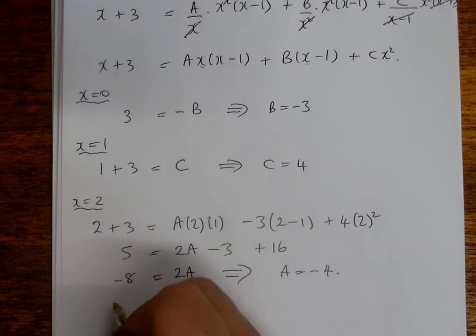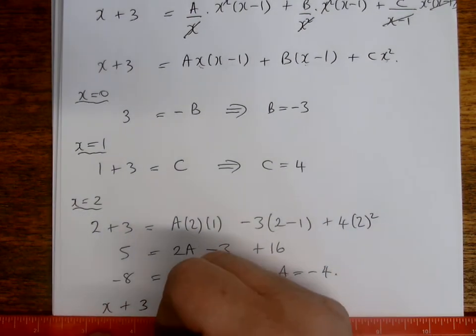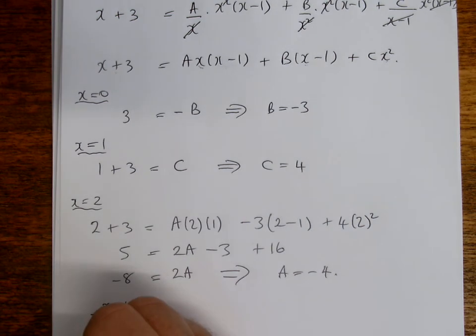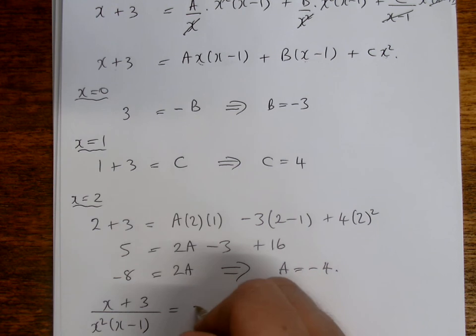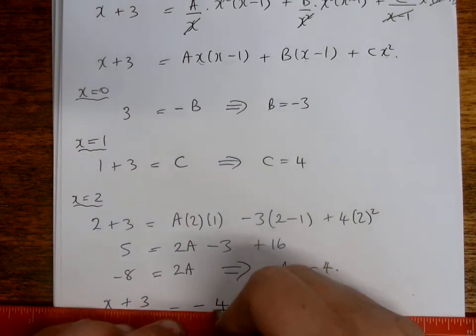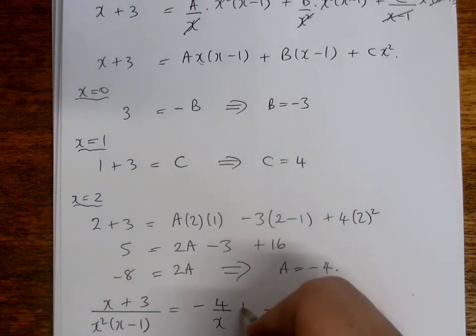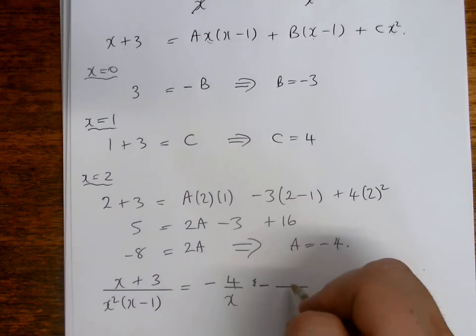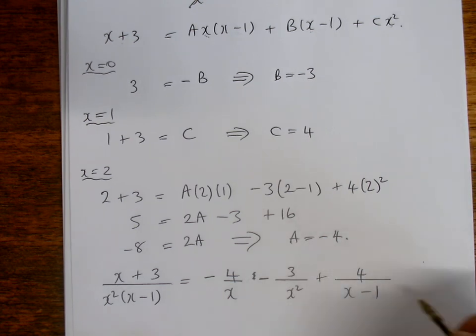So the overall answer for x plus 3 over x squared x minus 1 will be negative 4 over x, plus, no, it's another minus, isn't it? It's another minus because you've got minus 3 there for b over x squared, and then plus 4 over x minus 1.